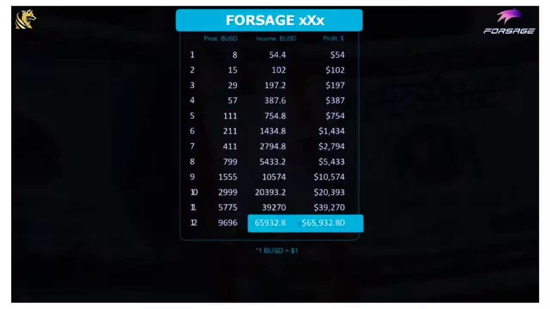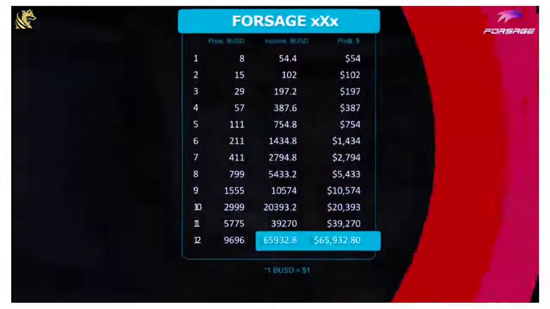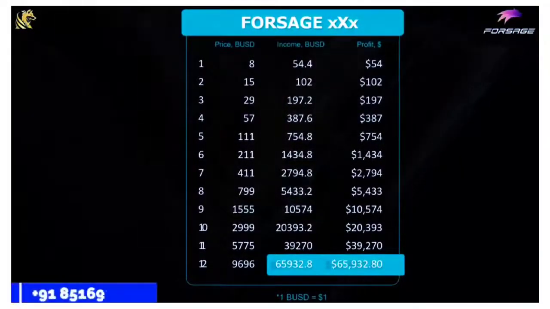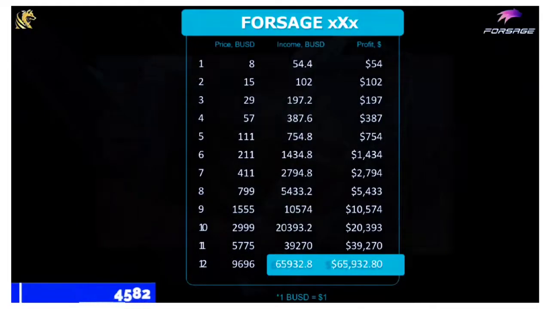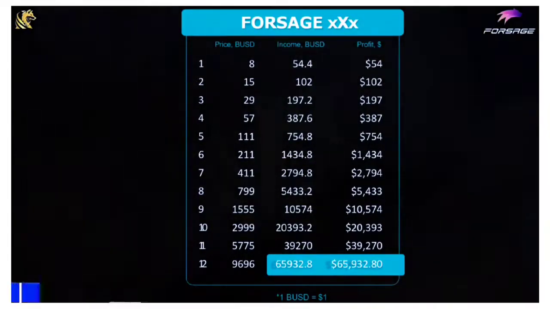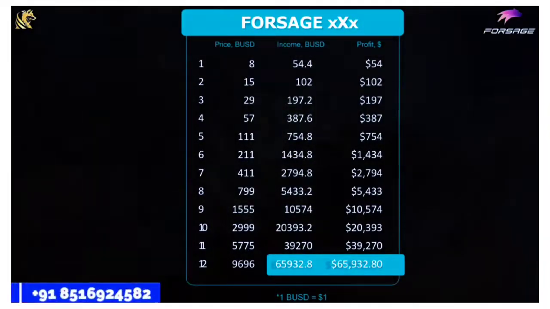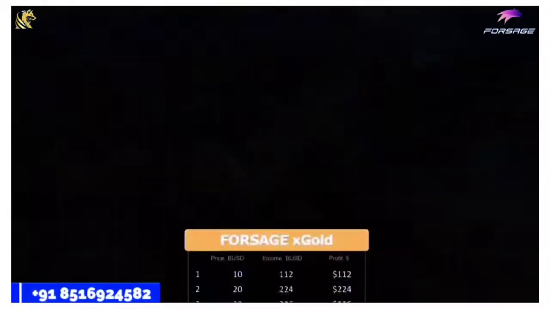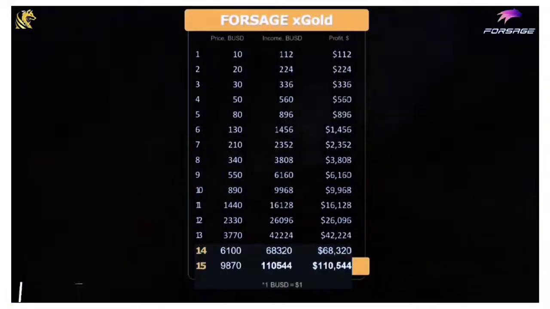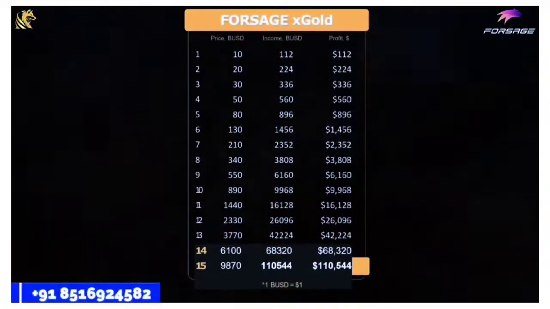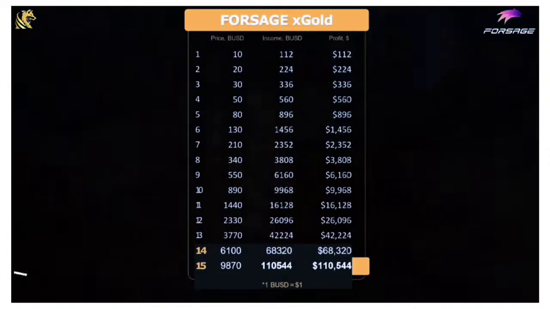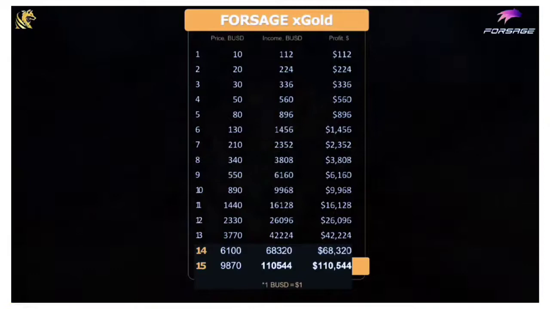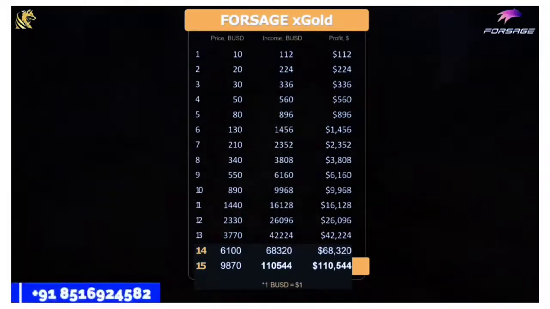Here, if you buy a slot of 8 BUSD, you get income of 54.4 BUSD, which is about $54. Similarly, the next one is the 15 BUSD slot. It offers you income of $102. So the total income from all the slots in one cycle is $65,932. Now if we talk about Forsage X Gold, the income here is more than 10 times. For example, if you buy the first slot of $10, your income will be $112.